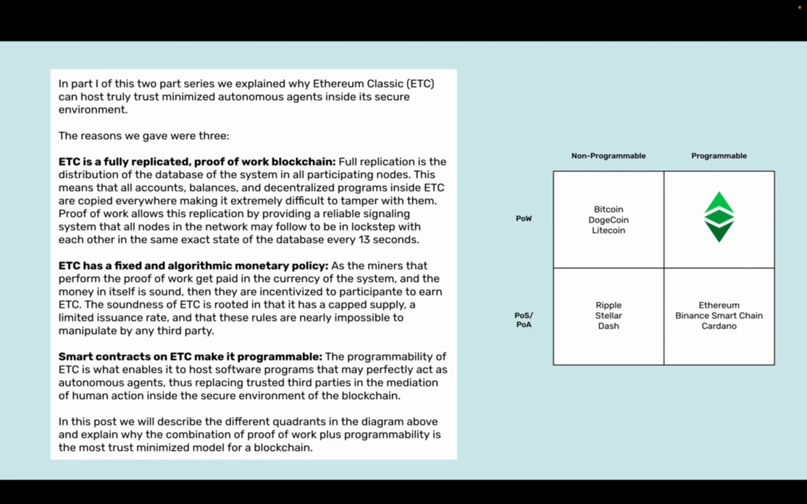Smart contracts on ETC make it programmable. The programmability of ETC is what enables it to host software programs that may perfectly act as autonomous agents, thus replacing trusted third parties in the mediation of human action inside the secure environment of the blockchain. In this post, we will describe the different quadrants in the diagram above and explain why the combination of proof of work plus programmability is the most trust minimized model for a blockchain.